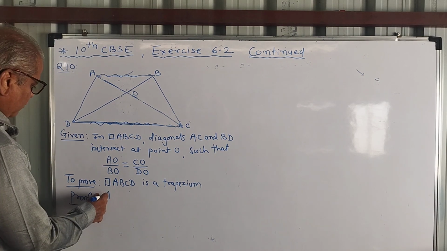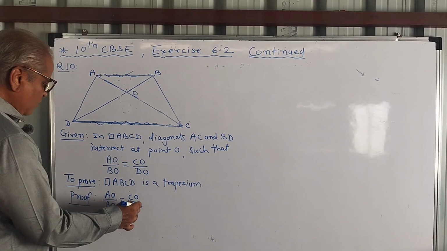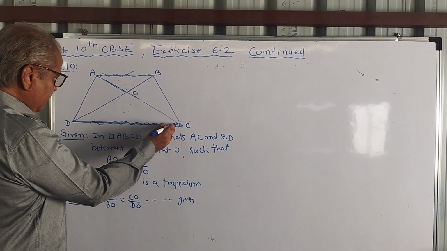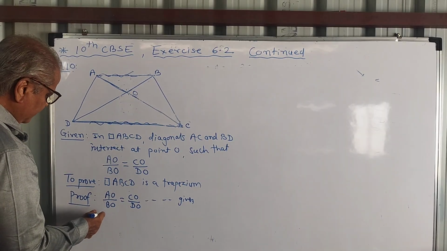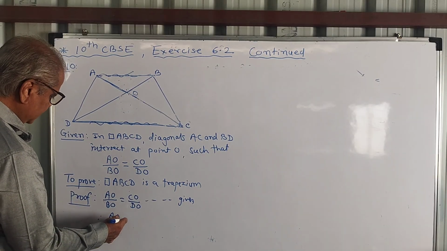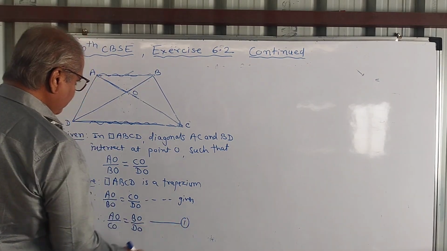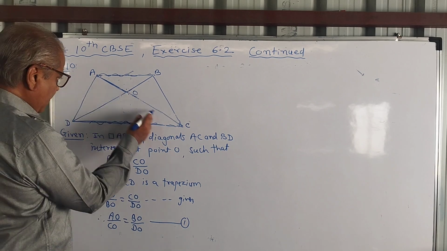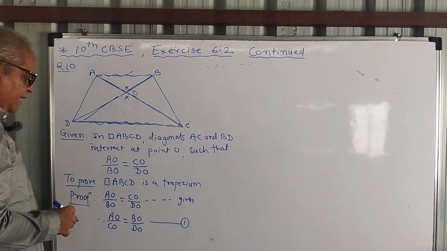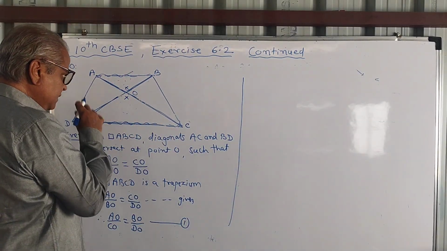So AO upon BO is equal to CO upon DO. It is given. But instead of AO upon BO, I want AO upon CO, so let's cross multiply. Therefore take CO here and BO there. AO upon CO is equal to BO upon DO, number 1. See, AO upon CO and BO upon DO. And now look at this angle. It is vertically opposite angles. So directly we can show these two triangles similar.